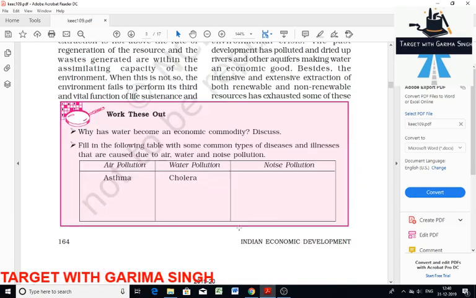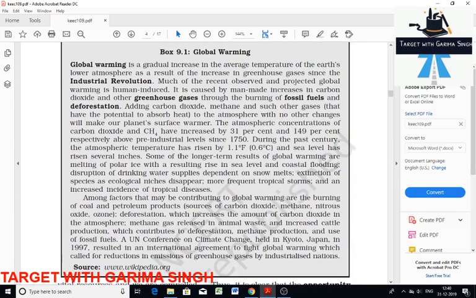Now let's discuss global warming. It is a gradual increase in the average temperature of Earth's lower atmosphere. Global warming is caused by man-made increases in CO2 and other greenhouse gases through the burning of fossil fuel and deforestation. Long-term results of global warming are melting of polar ice with the resulting rise in sea level and coastal flooding, extinction of species as ecological niches disappear, more frequent tropical storms, and an increased incidence of tropical diseases, with rise of atmospheric temperature.